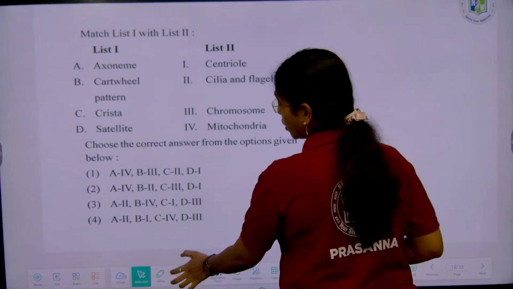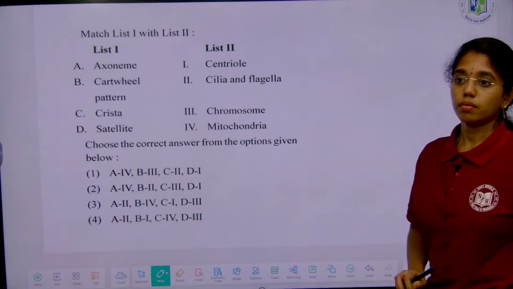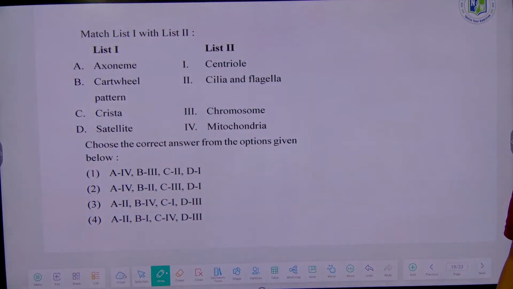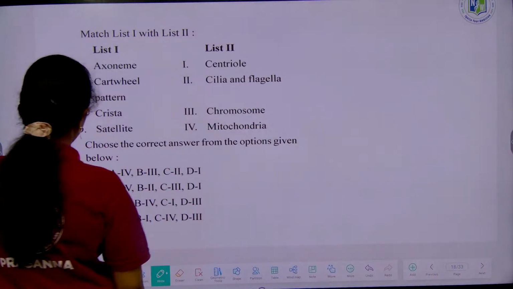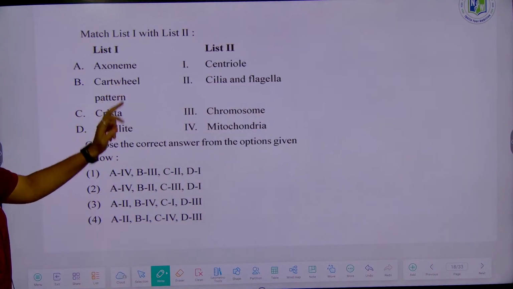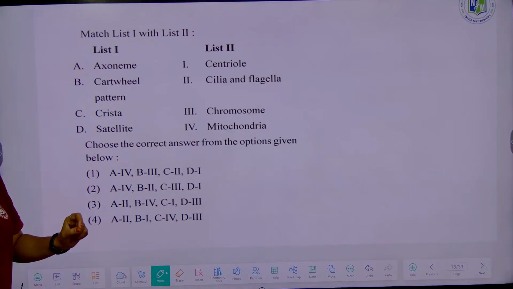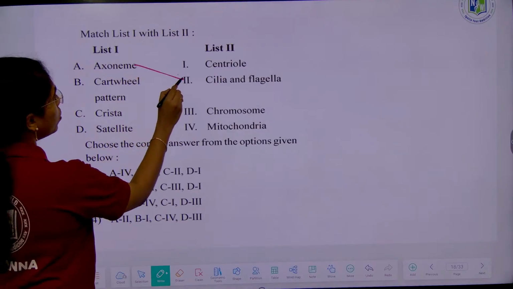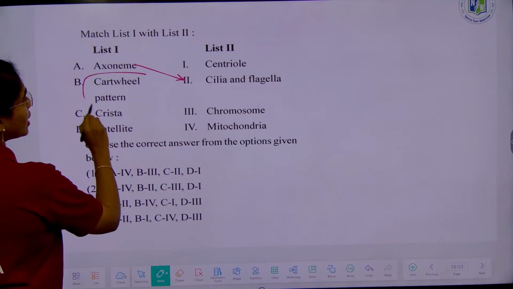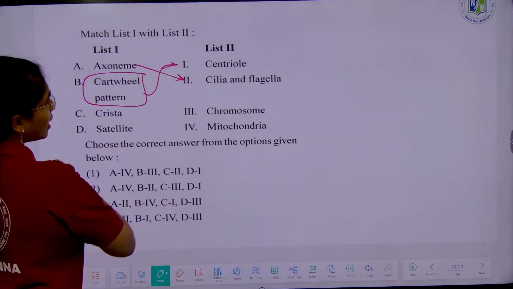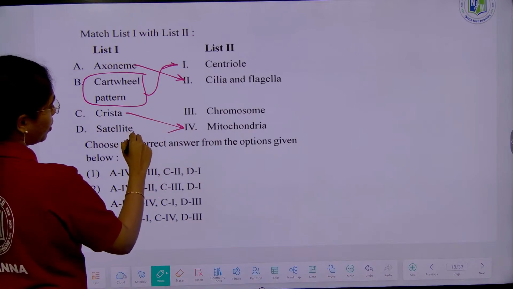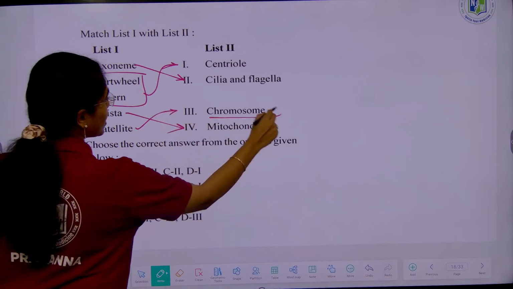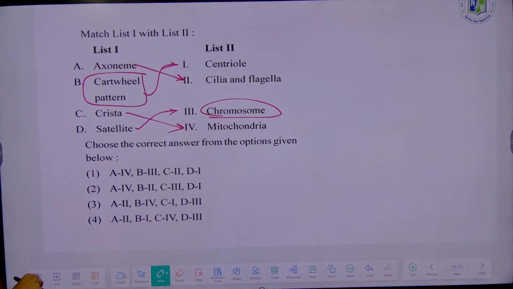Questions from the year 2024. Got the answer already, we will see. Axoneme is the central part of cilia and flagella. So 2. Cartwheel pattern, you can see it in centrioles. Cristae, mitochondria, inner mitochondrial membrane. Satellite DNA you can see in chromosomes. So what is the answer?